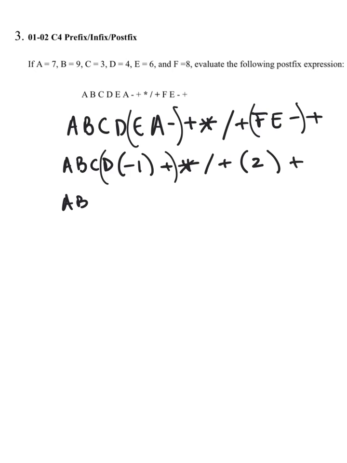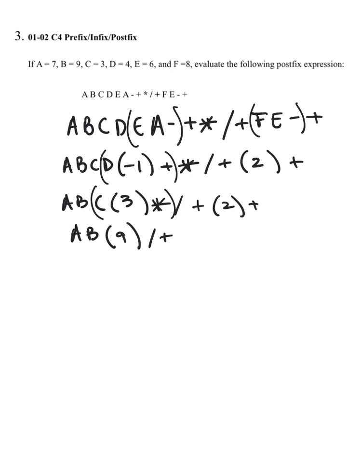So then A B and then D plus -1 is a 3, so that is a term, and then star, slash, plus, and then 2 plus. And then C, 3, and star, what's another term? So that basically means C times 3, which is 9.